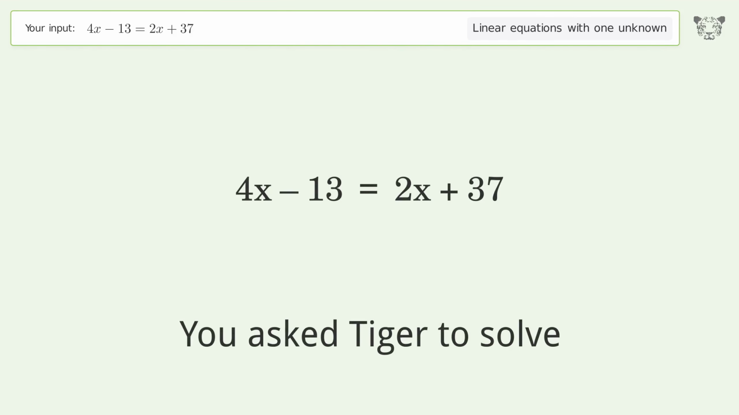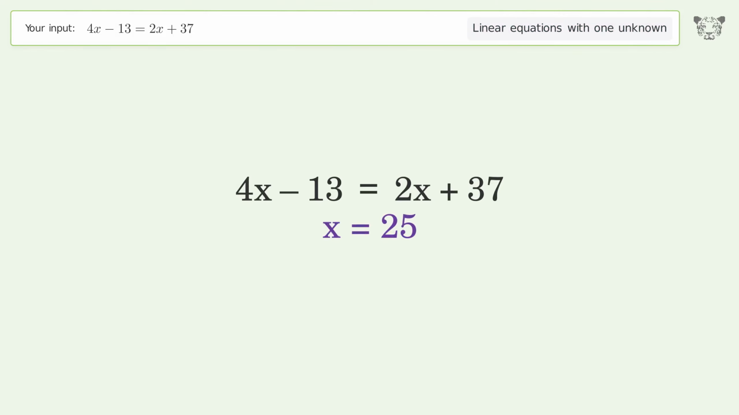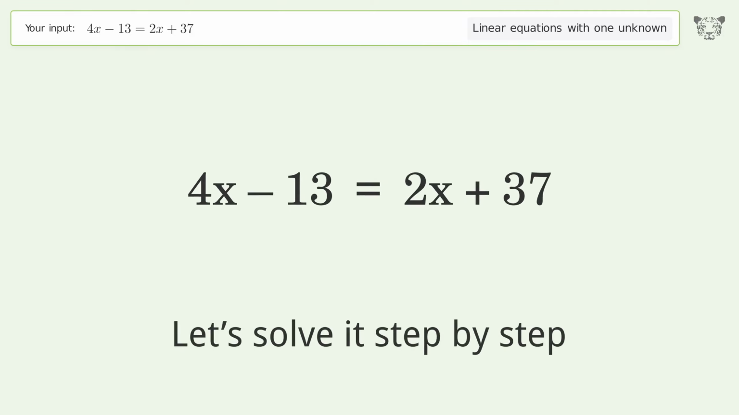You ask Tiger to solve. This deals with linear equations with one unknown. The final result is x equals 25. Let's solve it step by step.